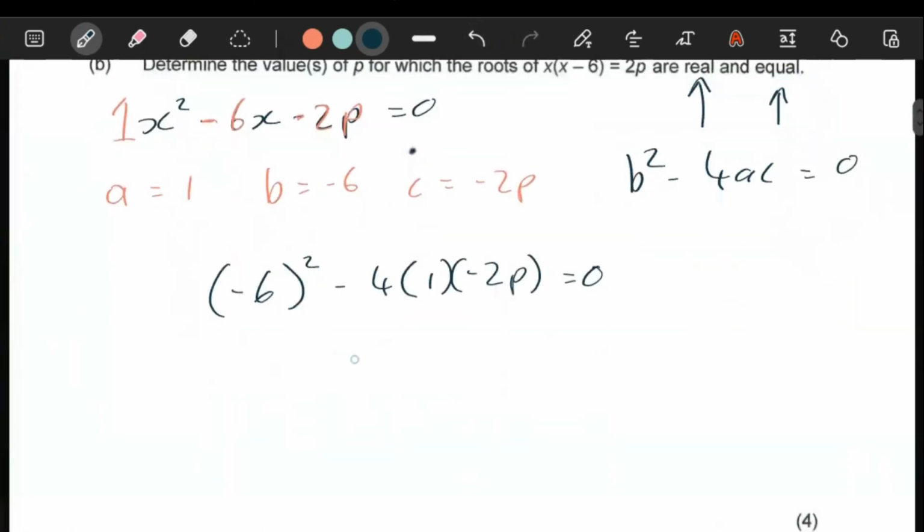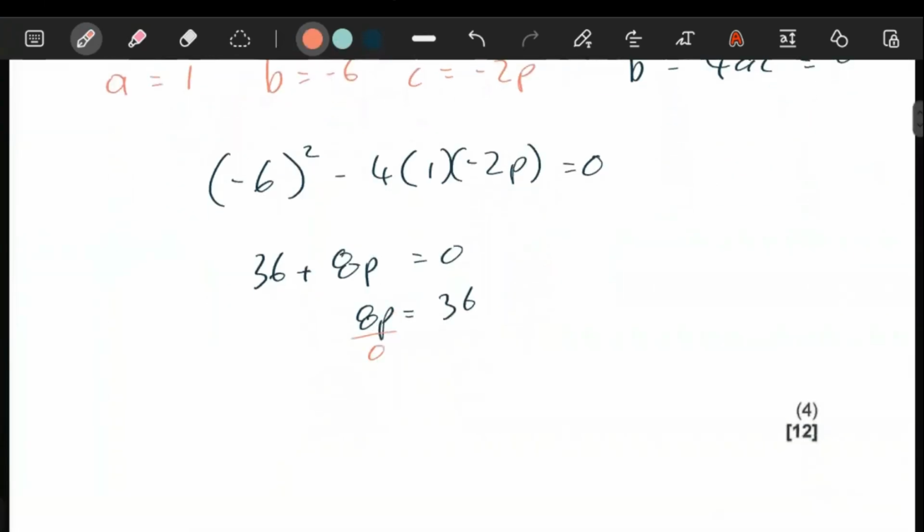So that being said, let's solve for p. This is 36 plus 4 times the 2 is 8, with the positive values, so positive 8p equal to 0. 8p stays on its own, 36 goes to the other side. So this here, divide by 8, divide by 8. Our p is equal to 9 over 2.